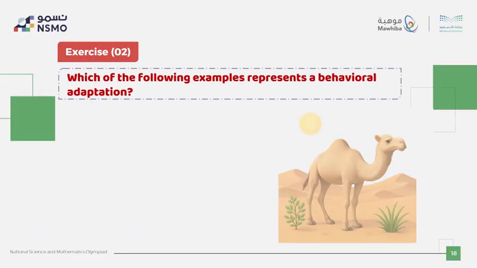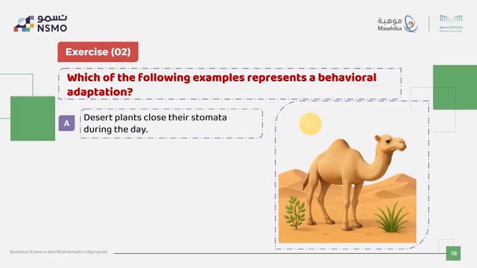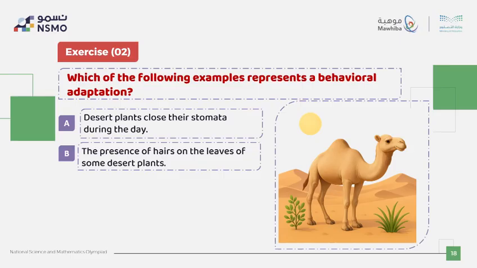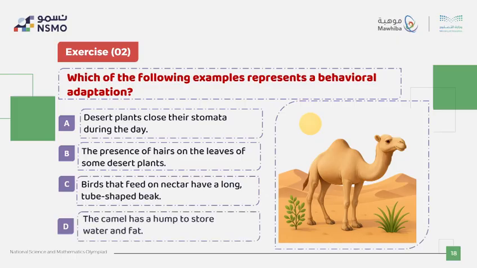So now we move to exercise 2. This exercise checks your understanding of the characteristics of life that we discussed before. So we have this question. Which of the following examples represents a behavioral adaptation? Is it desert plants closing their stomata during the day, or the presence of hair on the leaves of some desert plants, birds that feed on nectar having a long tube-shaped beak, or the camel having a hump to store water and fat?